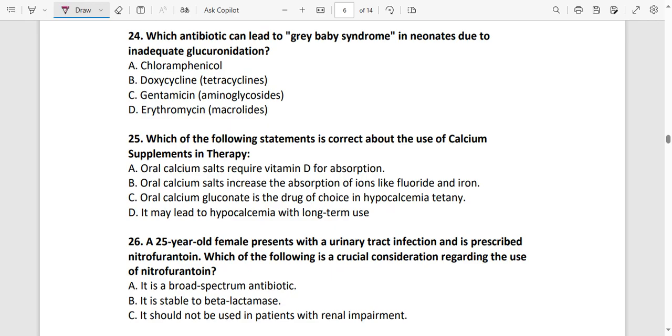Which antibiotic can lead to gray baby syndrome in neonates due to inadequate glucuronidation? Chloramphenicol. And this drug is an inhibitor of what? We said what? That's a 30S, isn't it? Doxycycline, which is a tetracycline. Gentamicin, aminoglycoside, and erythromycin, which is a macrolide. Anyone with a thought? Chloramphenicol is actually a 50S inhibitor, not 30S. Anyone?